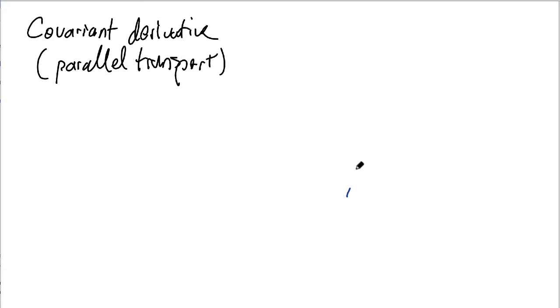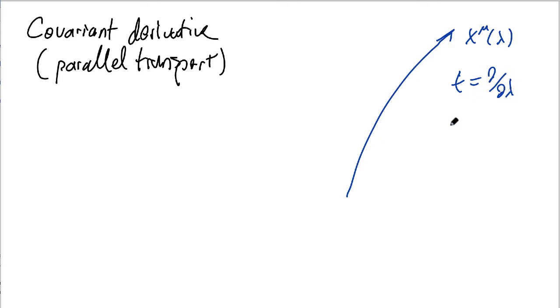So here's the idea. We have a curve. This is x mu parameterized by lambda. And we can define the tangent to this curve as the derivative operator d by d lambda. That's the tangent vector, with components t mu equals partial x mu with respect to lambda.